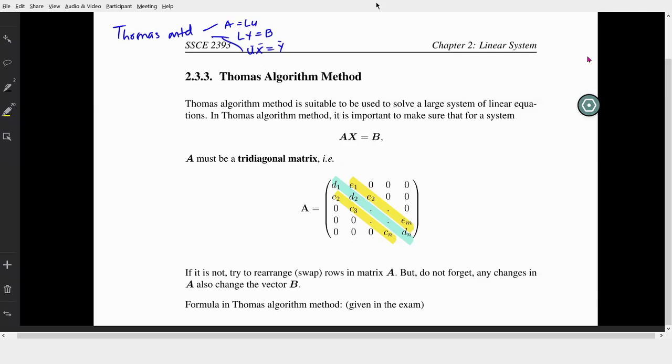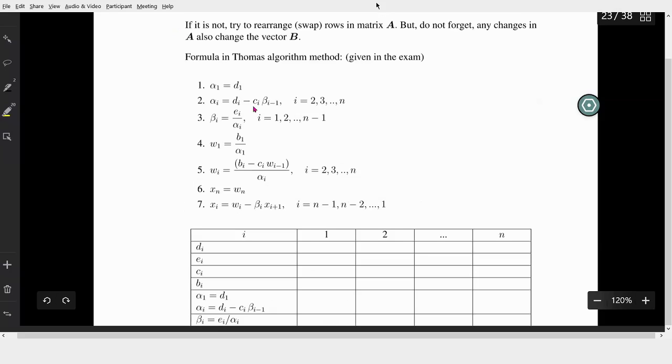So we'll see the algorithm one by one. You have 7 algorithms here. But don't worry, these 7 formulas will be given in the list of formulas. No need to memorize each one of them, but you should know how it works. Given the formula, if you don't know how to use it, then it is of no use.